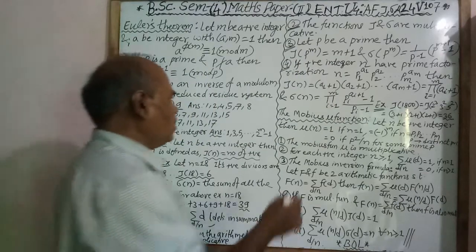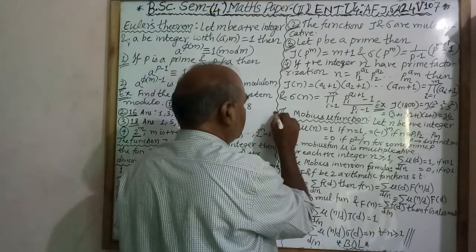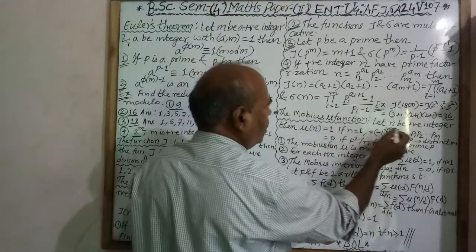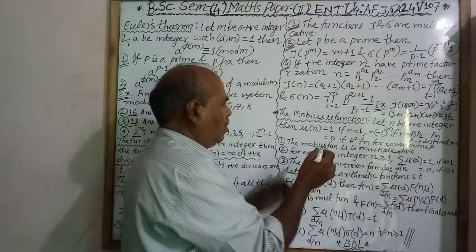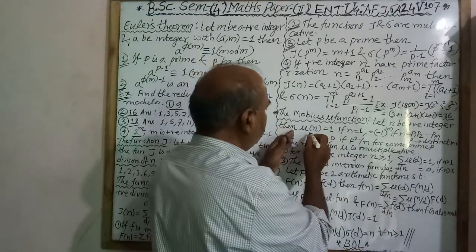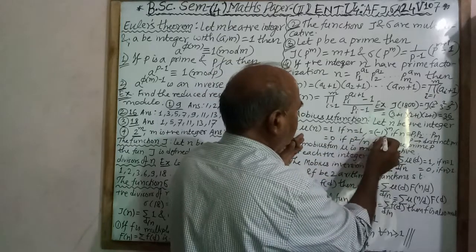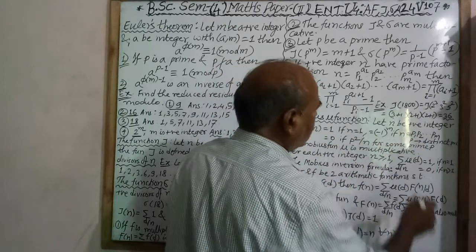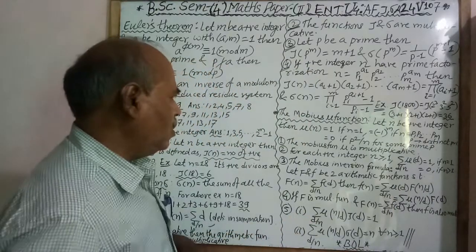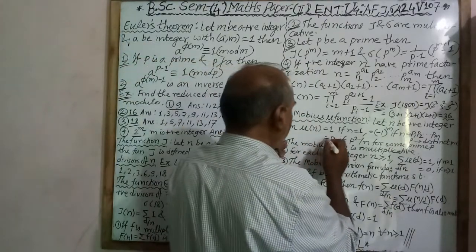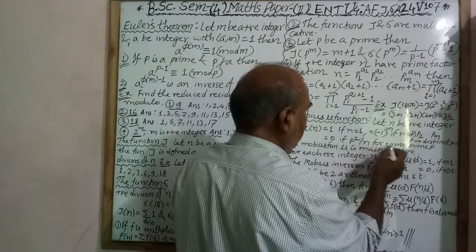Then we see the definition of the Mobius mu function. Let n be a positive integer, then the Mobius mu function is defined as mu of n equal to 1 if n equal to 1, or equal to minus 1 to the power m if n is a product of m distinct primes, and mu of n equal to 0 if p square divides n for some prime p.